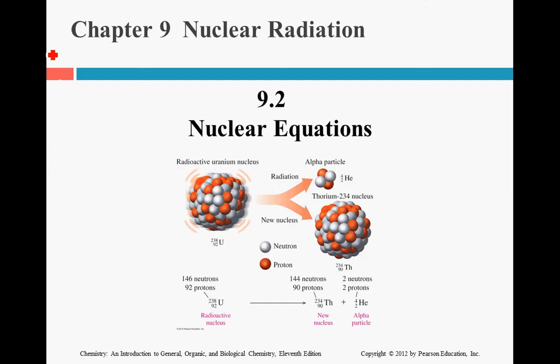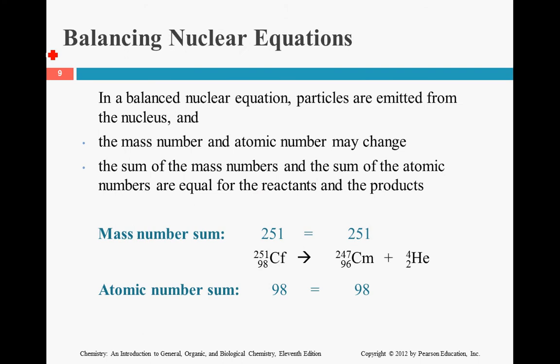We will now talk about how to determine nuclear equations. Once again, you're going to start thinking of them as a math problem where one side has to equal the other, just as you would if it was a balanced equation. But remember, we're dealing with the nucleus this time, not how many atoms there are. In a balanced nuclear equation, particles are emitted from the nucleus.